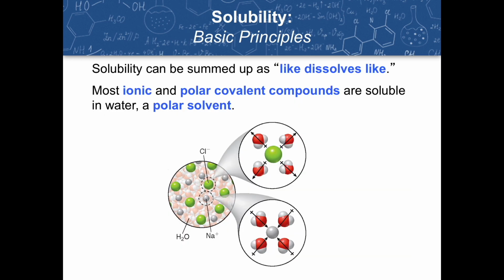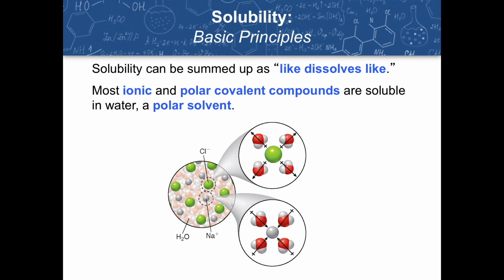Now, what determines if a compound dissolves in a particular solvent? Whether a compound is soluble in a given solvent depends on the strength of the interactions between the compound and the solvent. As a result, compounds are soluble in solvents to which they are strongly attracted. That is, compounds are soluble in solvents with similar intermolecular forces. That is why previously we have said that solubility is often summed up in three words, like dissolves like. So most ionic and polar covalent compounds are soluble in water, which is a polar solvent. Water-soluble compounds are ionic or are small polar molecules that can hydrogen bond with water solvent.